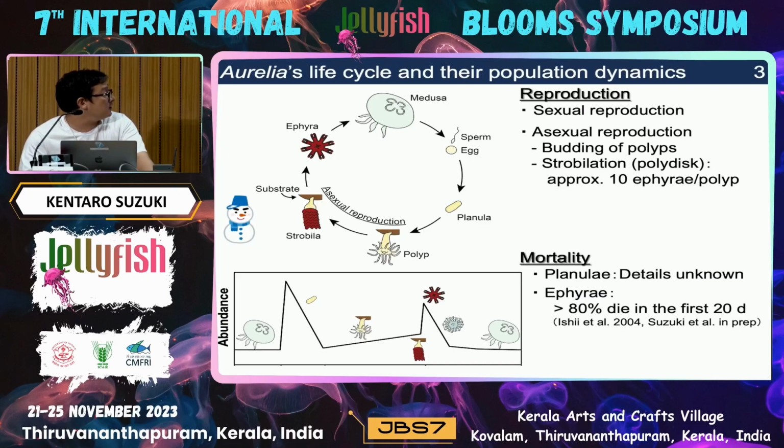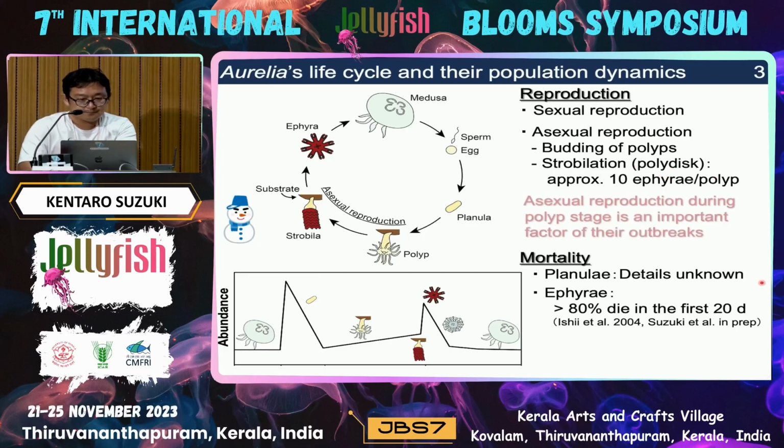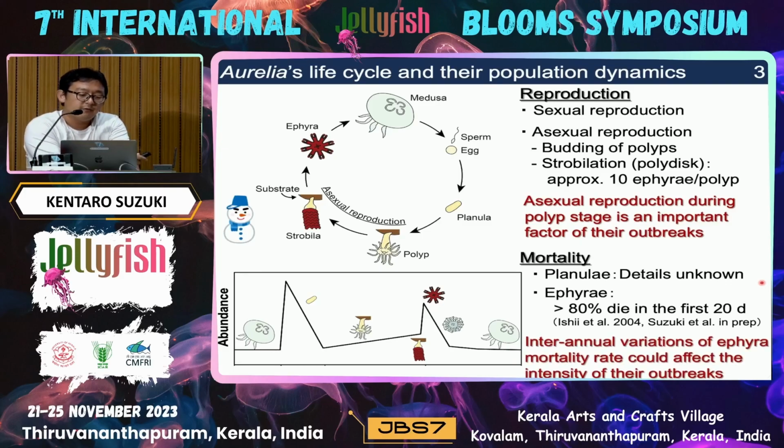These are the typical metagenic life cycle and the conceptual population dynamics through their life cycle. Aurelia can greatly increase in number through both sexual and asexual reproduction, as polyps produce ephyra, which further grow up into medusa. So the asexual reproduction during the polyp stage has been suggested to be quite an important factor in their outbreaks. Besides the mortality of planula, the mortality rate of ephyra is suggested to be quite high, more than 80% in the first 20 days. So the interannual variations of ephyra mortality rate could also affect the intensity of their outbreaks.